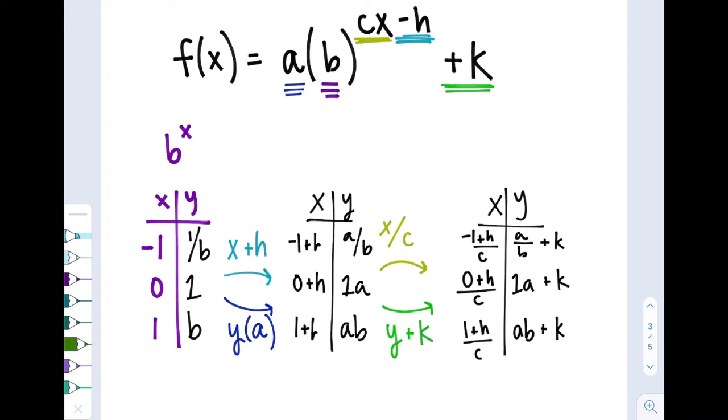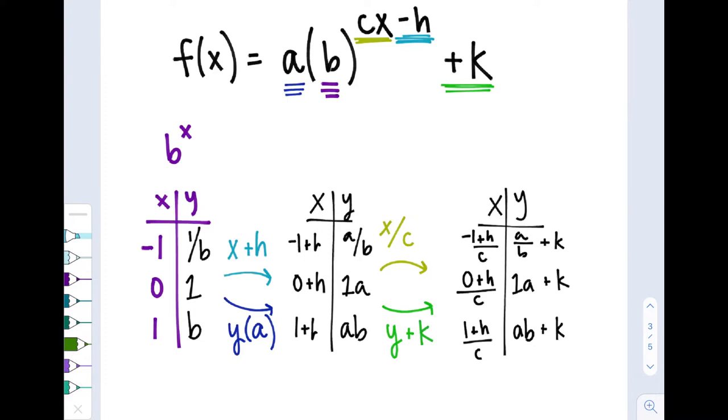So this is the basic parent function here, right? f of x equals a, and a can be positive or negative, times b. Remember, b can't be equal to 1, and has to be greater than 0. c also could be positive or negative. x, h could be plus or minus, k could be plus or minus.